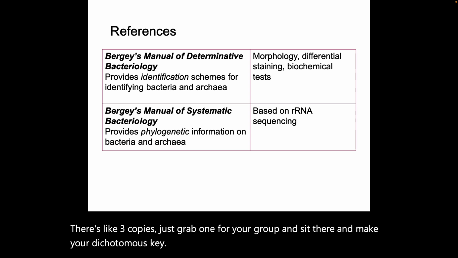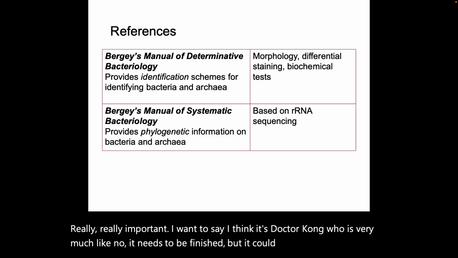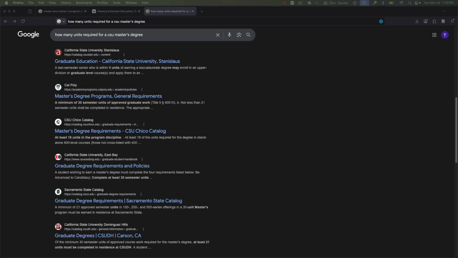Really, really important. I think it's Dr. Kong who is very much, no, it needs to be finished. But it could be Dr. Tao, I don't remember. So you want to have that dichotomous key finished so you can start your unknown project. All right, questions about classification of microorganisms before we move on to starting our discussion of eukaryotes, with particular emphasis on those that cause disease?